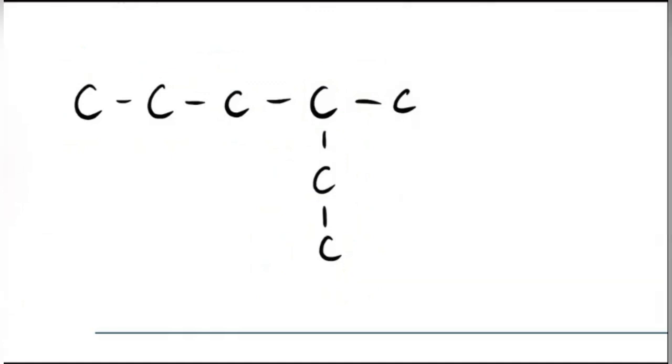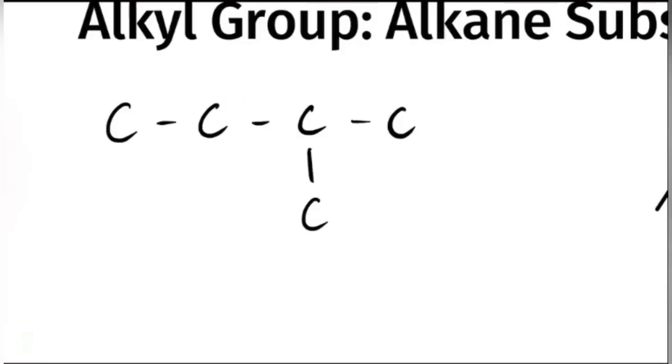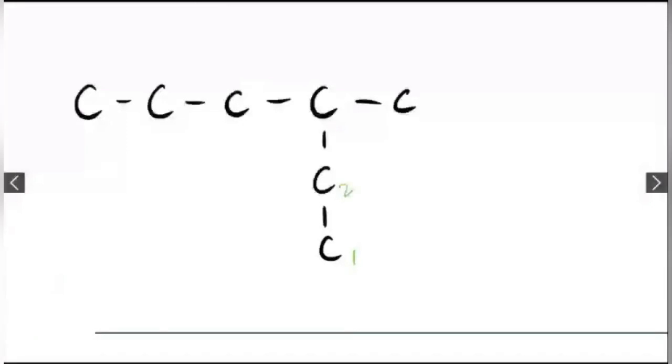Okay, so we will start numbering at this point. So 1, 2, 3, 4, 5, 6. As you notice, our longest chain is not a straight chain. It is bent, or at a right angle if you want to say that. But make sure that your longest chain is continuous, meaning the carbons are connected with each other. Here we have 6 carbons attached all together. So that is our longest chain.